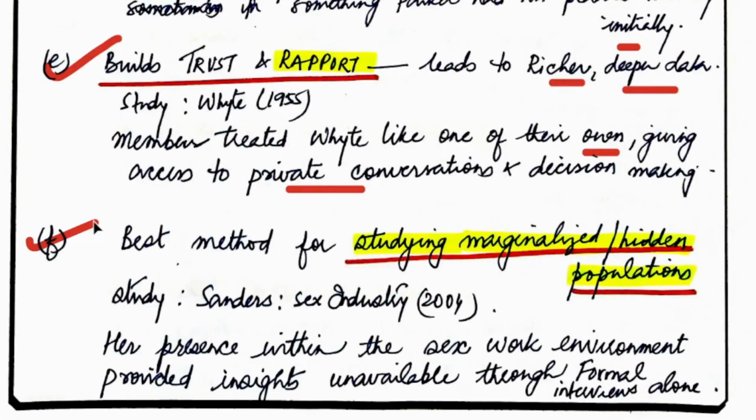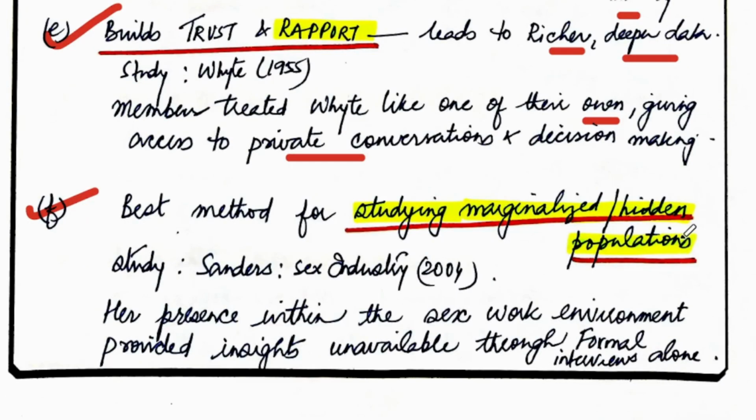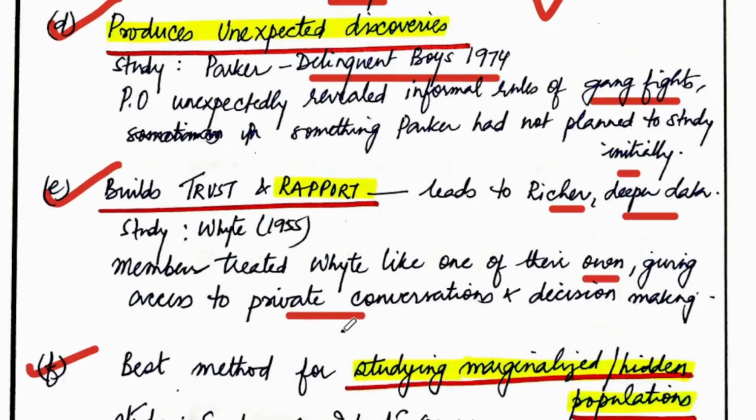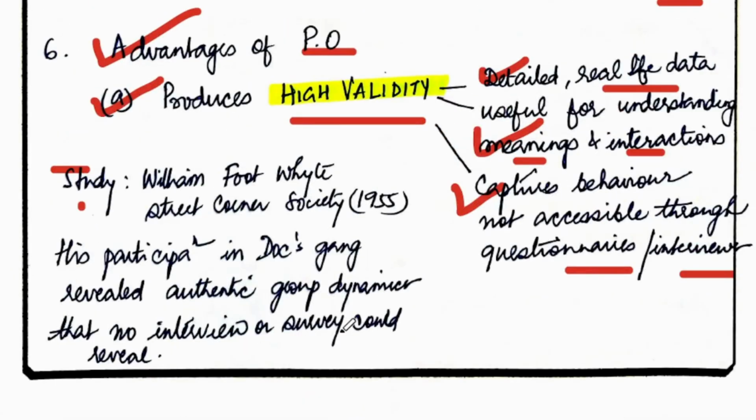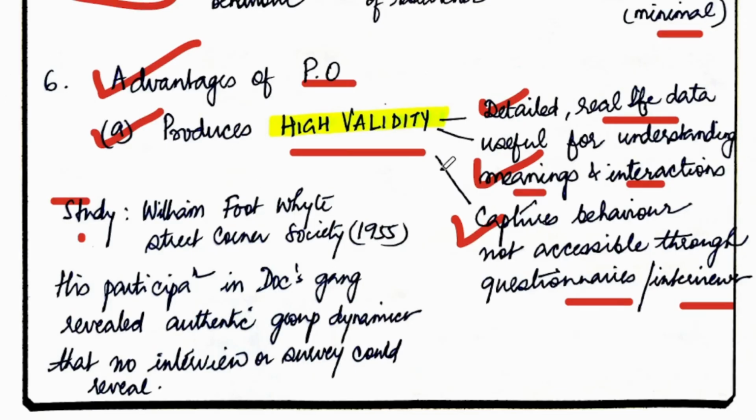And finally, it is the best method for studying marginalized or hidden populations. A strong example is Sanders' study of the sex industry in 2004. Her sustained presence within the sex work environment provided insights which were unavailable through formal interviews alone. So these advantages show why participant observation is such a powerful tool in qualitative sociology. Now, since we have understood the strengths of this method, let us move to the limitations of participant observation.